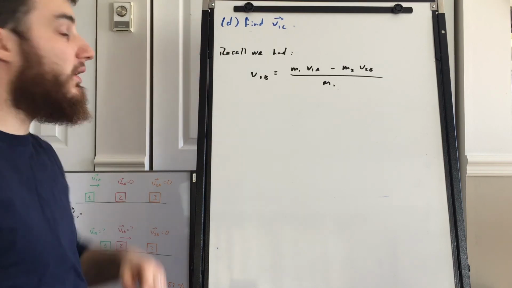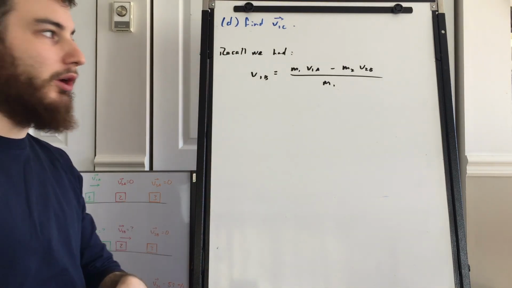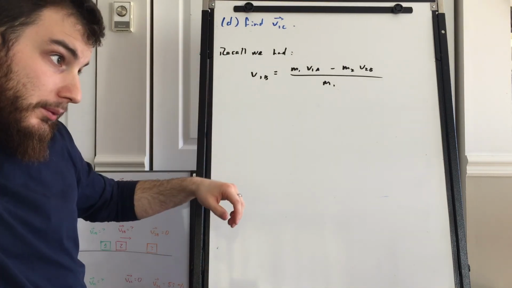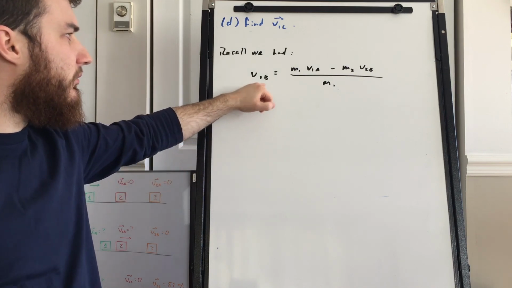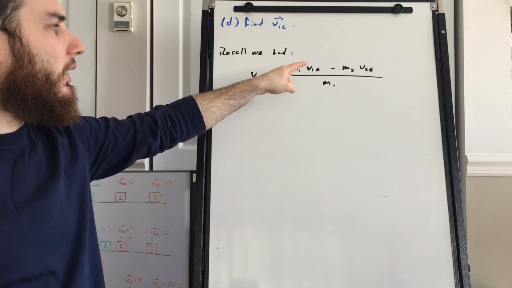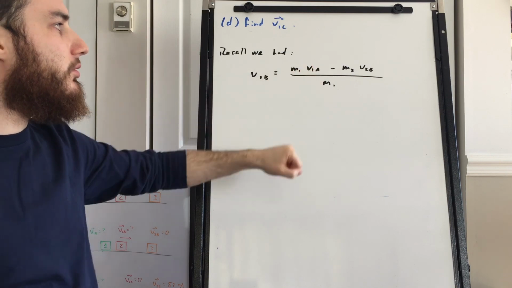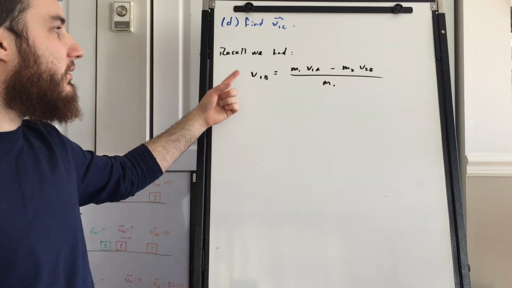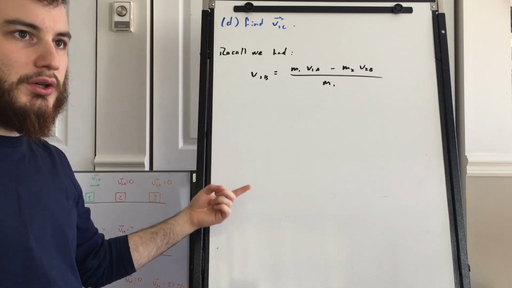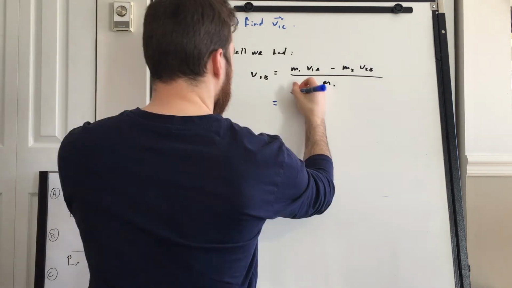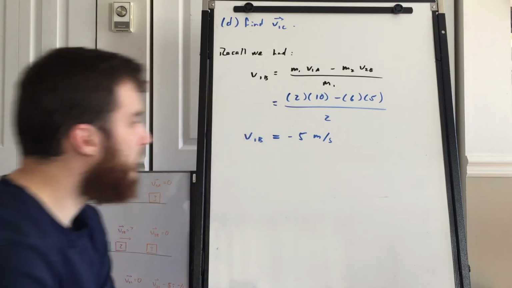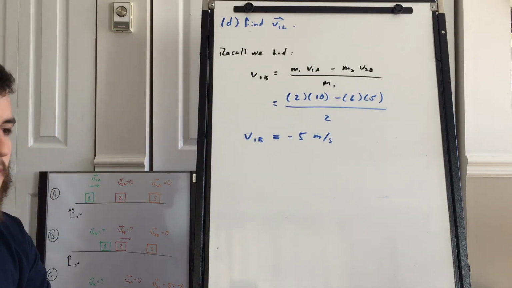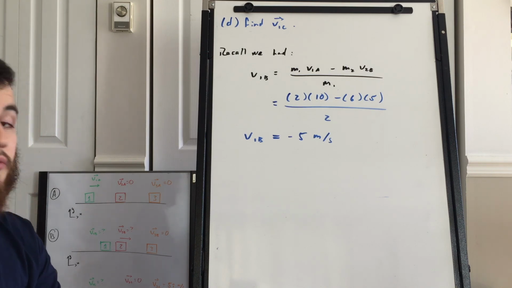For part D, we need to find the final state of block 1. We had found in part C this equation, v1b is equal to m1 v1a minus m2 v2b over m1. Since we know all of this, we can find what the speed of block 1 after the first collision is. And we find this here, v1b, the speed of block 1 after the first collision is negative 5 meters per second. We haven't made a mistake.